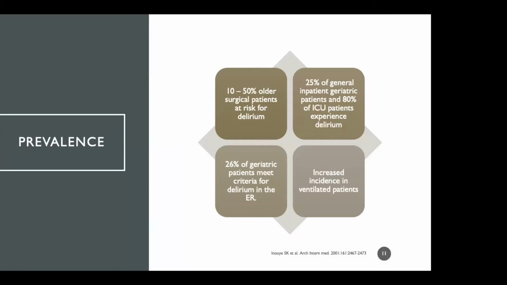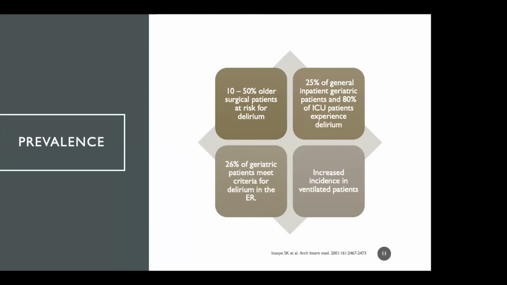Next slide. So who are the older adults who get this? So what's the prevalence? 10 to 50%, that is almost half of older surgical patients are at risk for delirium. 25% of general inpatient geriatric patients and 80% of ICU patients experience delirium.